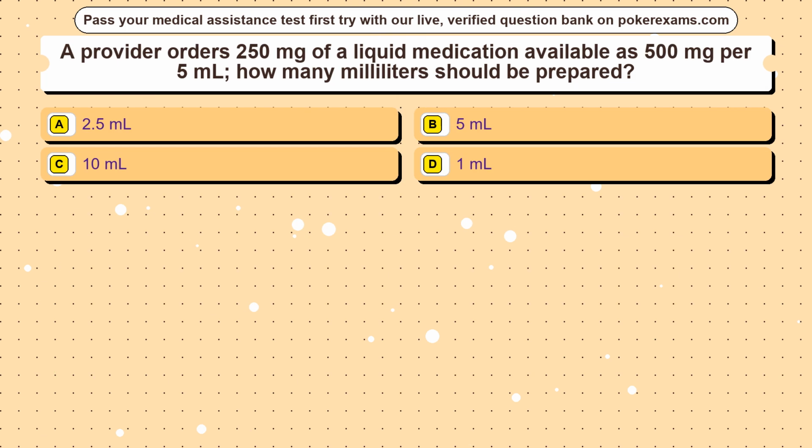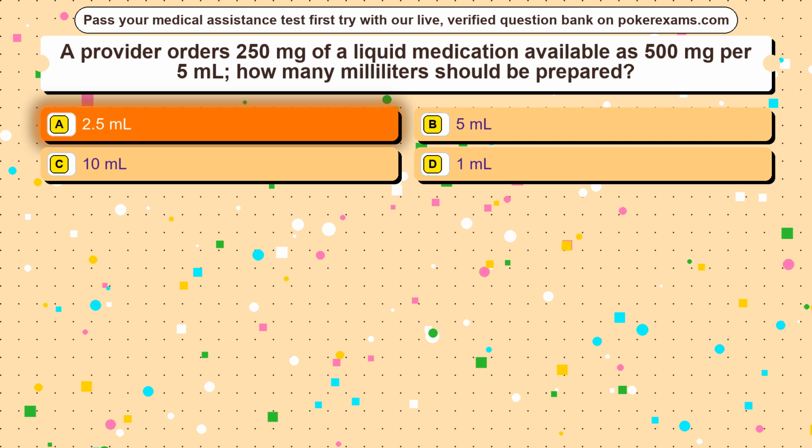Question 15. A provider orders 250 mg of a liquid medication available as 500 mg per 5 ml. How many milliliters should be prepared? Option A, 2.5 ml. Option B, 5 ml. Option C, 10 ml. Option D, 1 ml. The correct answer is option A, 2.5 ml.